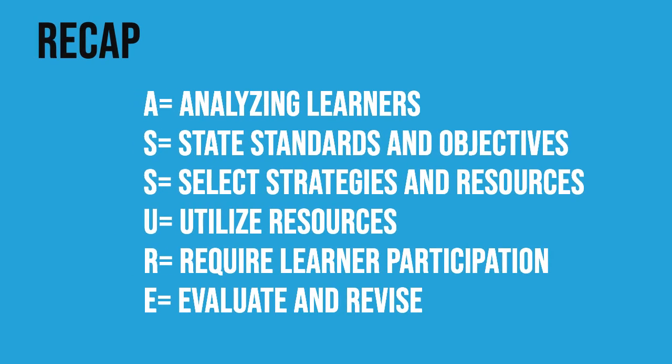Let's recap the ASSURE model. A equals analyze learners, S equals state standards and objectives, S equals select strategies and resources, U equals utilize resources, R equals require learner participation, E equals evaluate and revise.